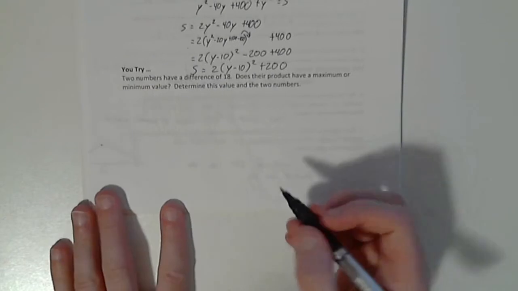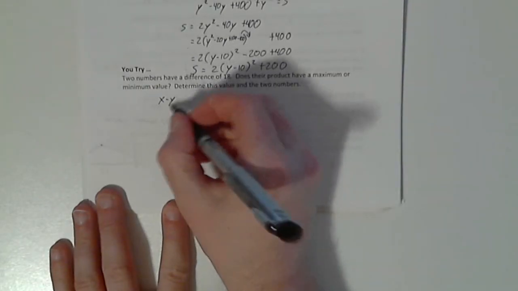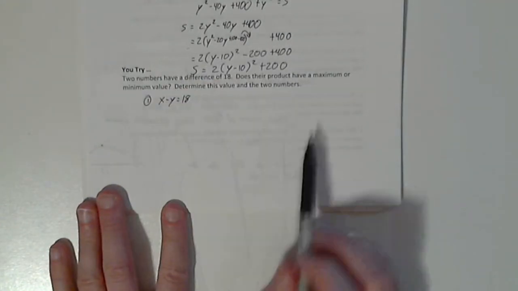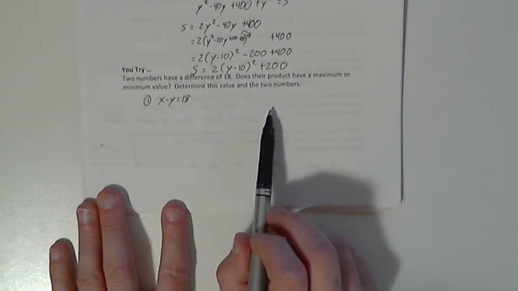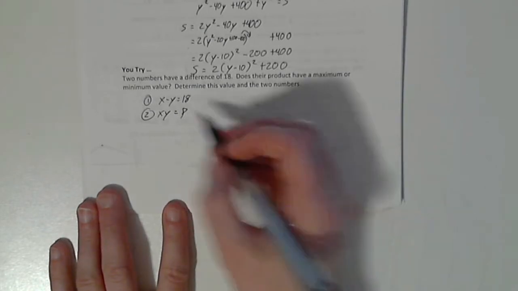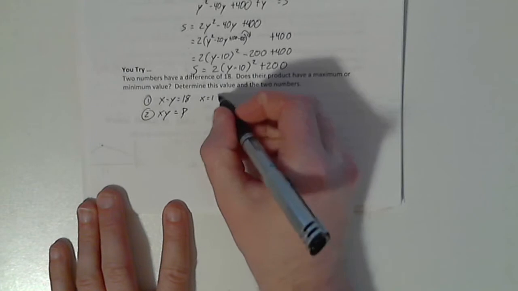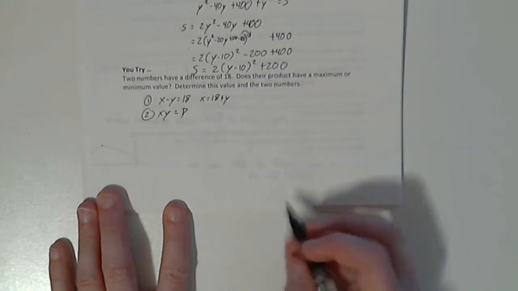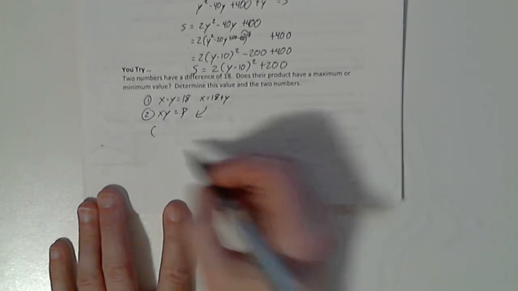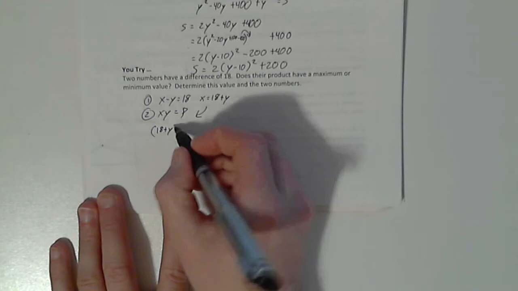Alright, 2 numbers have a difference of 18. So x minus y equals 18. Should start further to the left so I have room for multiple things. Does their product, xy is a product, and that is some kind of product P. Does their product have a maximum or minimum value? So let's solve number 1. x is equal to 18 plus y. Sub that into 2. So instead of x, we write 18 plus y times y.